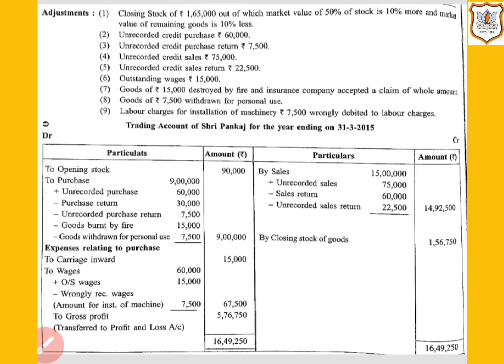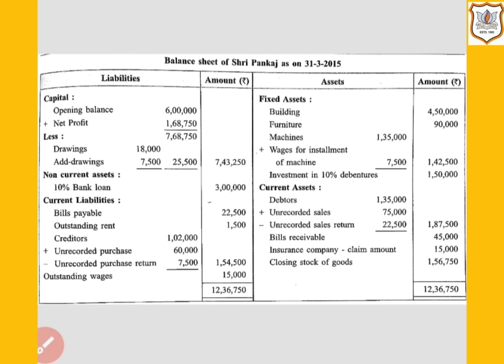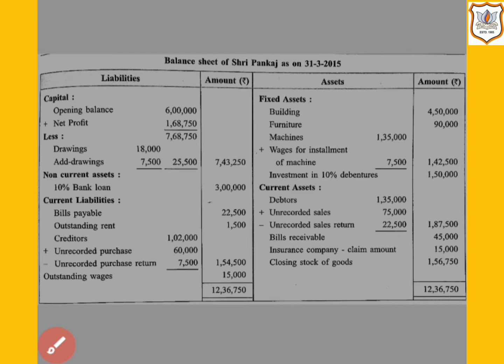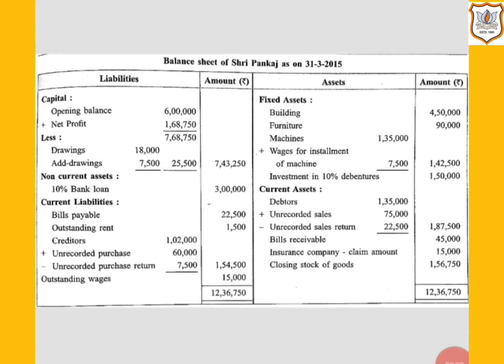Now here we have already prepared the necessary accounts. After that we will post all the entries from the trial balance. Here the first one is capital. Here we will show capital on the liability side of the balance sheet. Here it is 6 lakh. Then we have drawings, rupees 18,000. Here we will show it in the balance sheet. We will deduct it from capital.